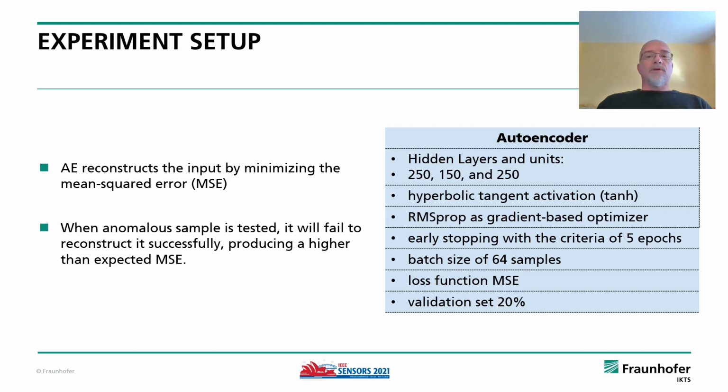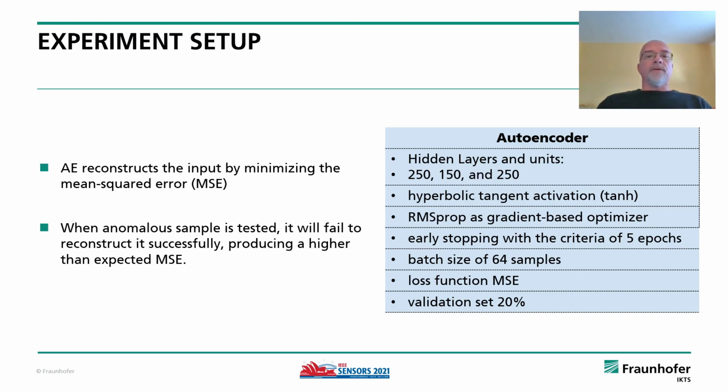We employed autoencoders, which are deep neural networks whose architecture consists of two parts: an encoder that transforms the input to a compressed representation, and a decoder which approximately reconstructs the input data as well as possible. The autoencoders reconstruct the input by minimizing the mean squared error. When an anomalous sample is tested, it will fail to reconstruct it successfully, producing a higher than expected mean squared error.